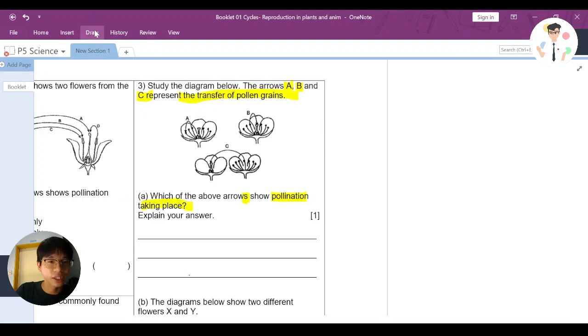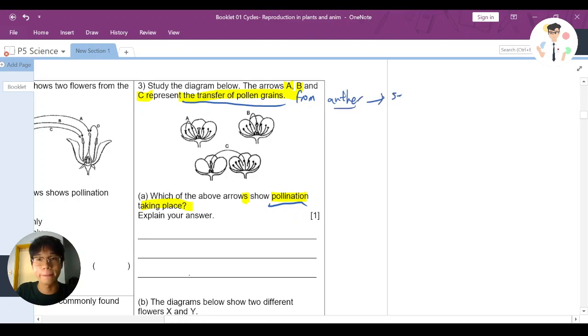Now when you look at this question, the first thing that comes to your mind is what is the meaning of pollination? Pollination is the transfer of pollen grains from where to where? From the anther to the stigma. Now, if you remember this definition, but you don't know what the structure is or how it looks like, then it's terrible, right?